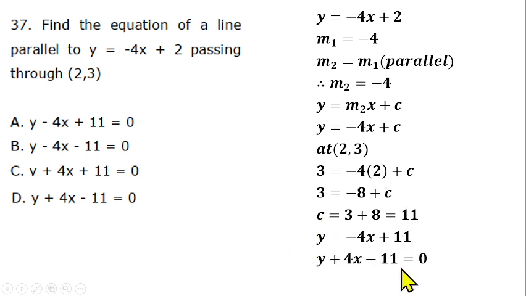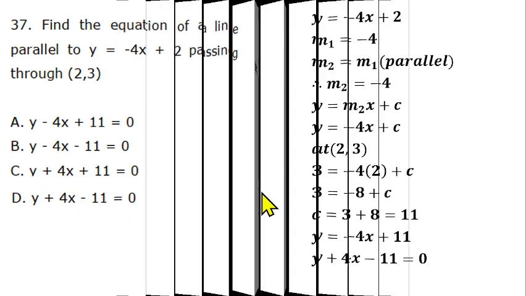Then rearrange it: y plus 4x minus 11 equals 0, if you take this to this side. If you look at the options provided, I think that option A is the correct option. No, not option A. Option D is the correct option for question number 37.